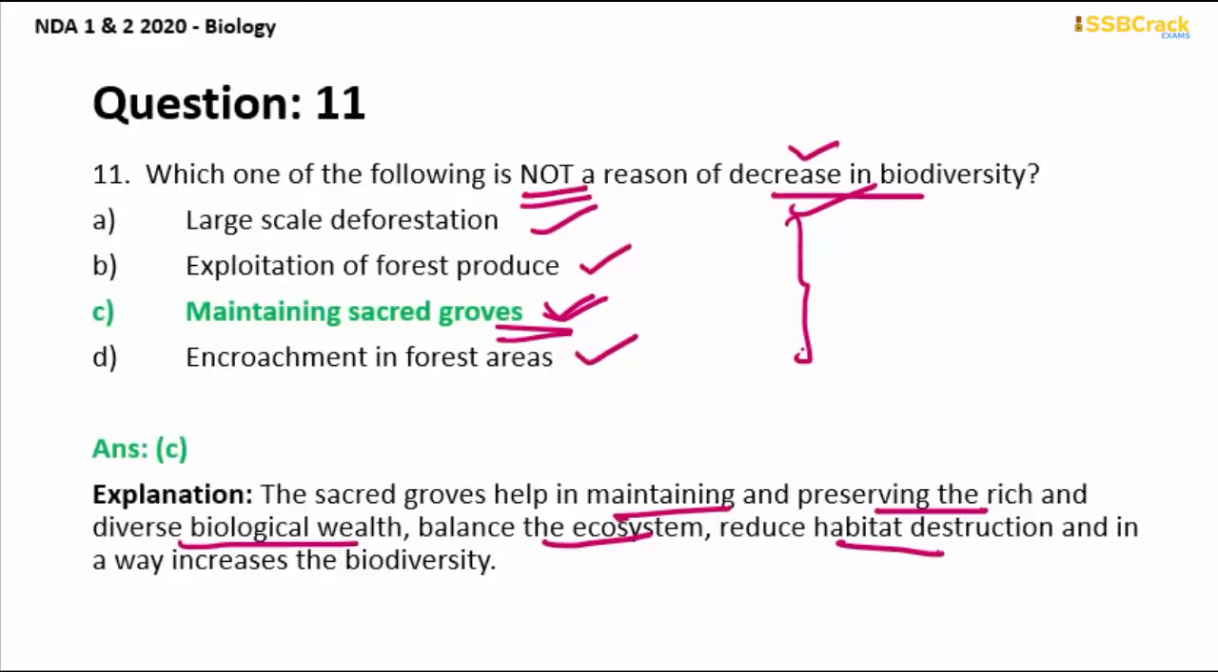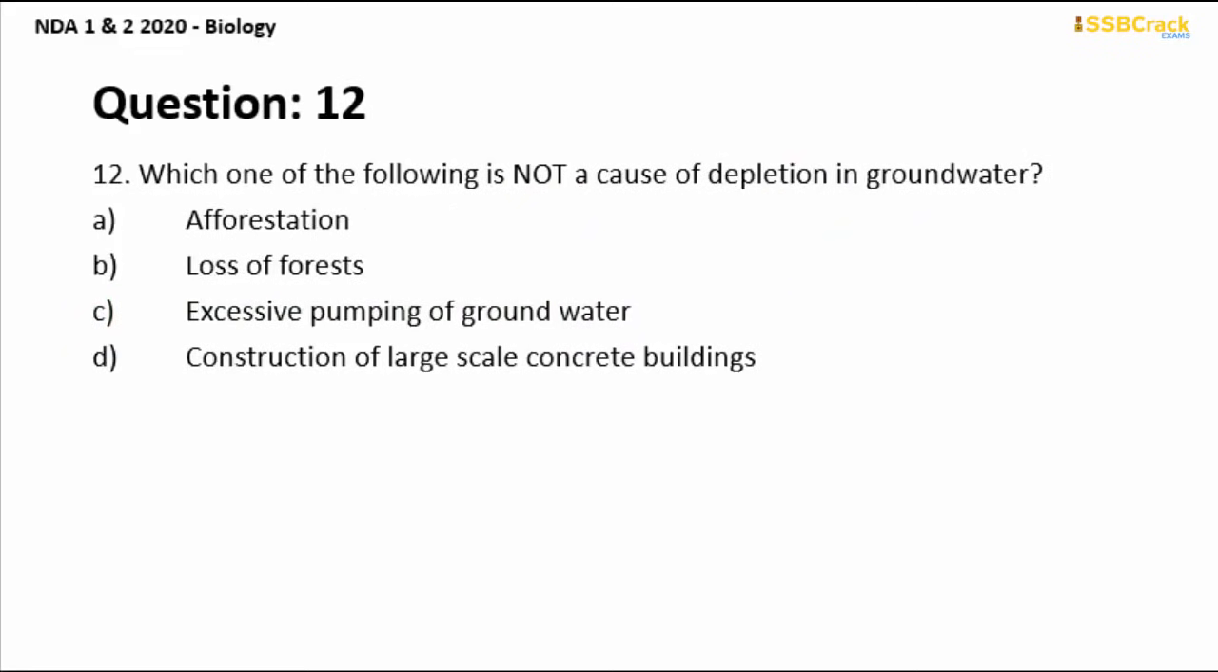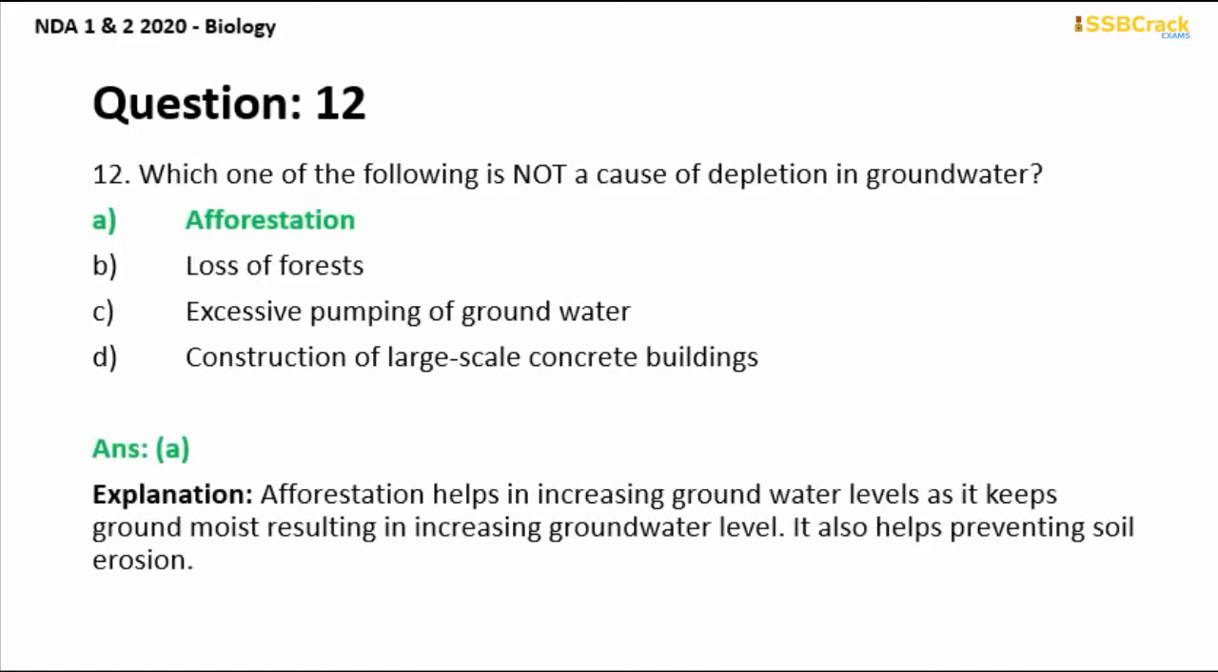Clear? So the next question, question number 12. Which one of the following is not a cause of depletion in groundwater? Option A, afforestation. Option B, loss of forest. Option C, excessive pumping of groundwater. Option D, construction of large scale concrete buildings. So what is the answer here? Option A, afforestation.